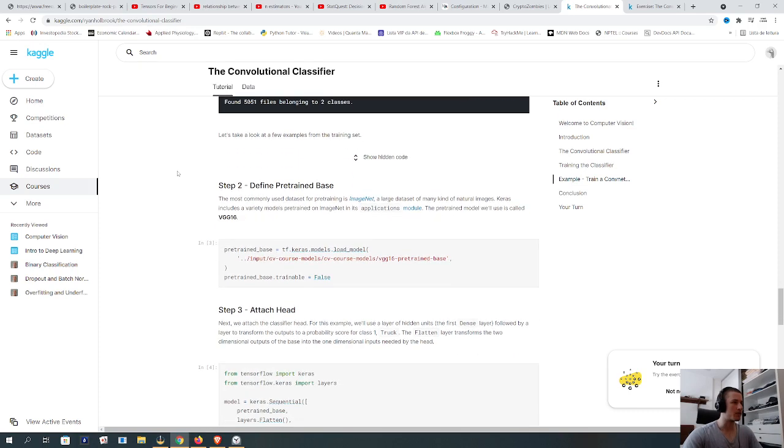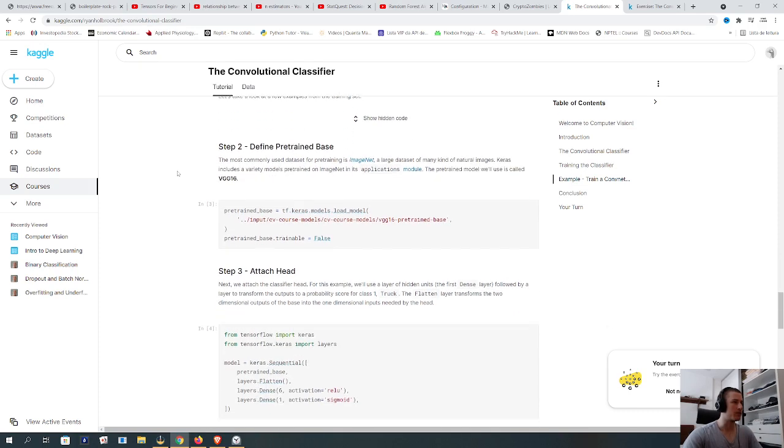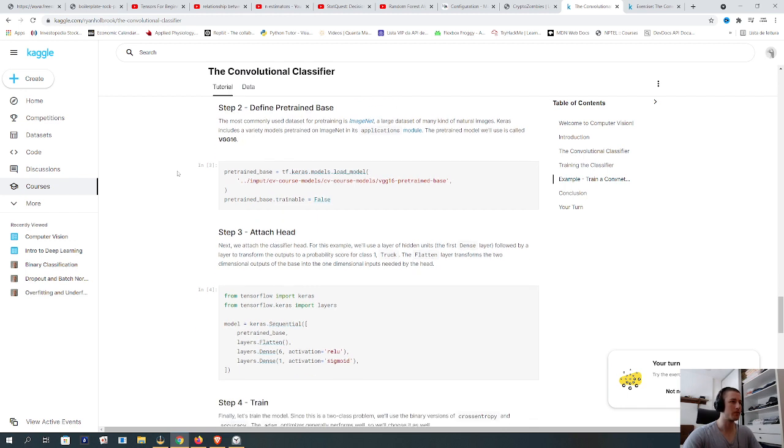Let's take a look at a few examples from the training set. Define pre-trained base. The most commonly used data set for pre-training is ImageNet, a large data set of many kinds of natural images. Keras includes a variety of models pre-trained on ImageNet in its applications module. The pre-trained model we'll use is called VGG16.